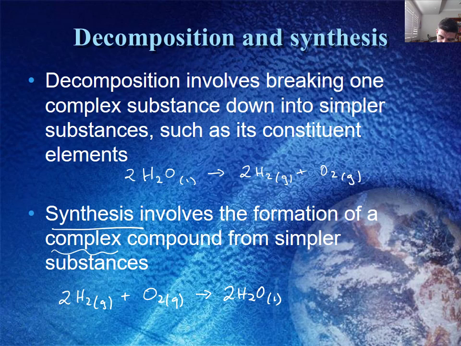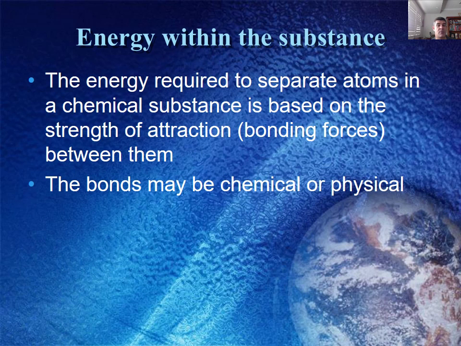Now, the term complex here is really just to describe the relationship between compounds and elements, more complex compounds than simple compounds. It's not necessarily to suggest a polymer, for example. So synthesis is when we produce a complex compound from two or more simpler substances, and generally speaking, decomposition is the reverse. And we start with a complex one and we split it into simpler substances. And both of these require an input of energy. The reason that it does is because energy is required to separate the atoms or the particles in a chemical substance, which is based on the strength of attraction or bonding forces between them.